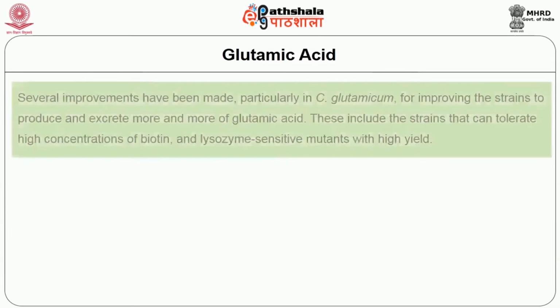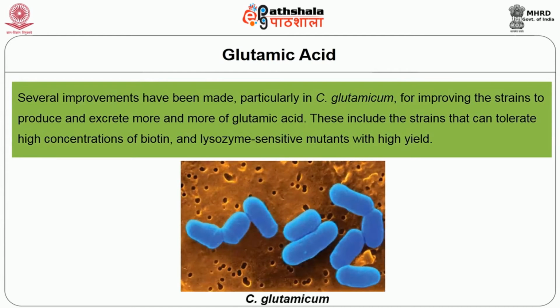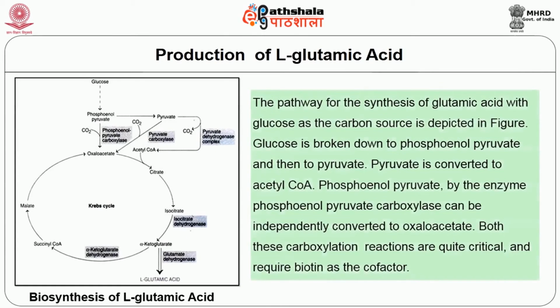Several improvements have been made, particularly in Corynebacterium glutamicum, for improving the strains to produce and excrete more and more of glutamic acid. These include the strains that can tolerate high concentrations of biotin and lysozyme sensitive mutants with high yield. Let us see the production of L-glutamic acid. The pathway for the synthesis of glutamic acid with glucose as the carbon source is depicted in figure.